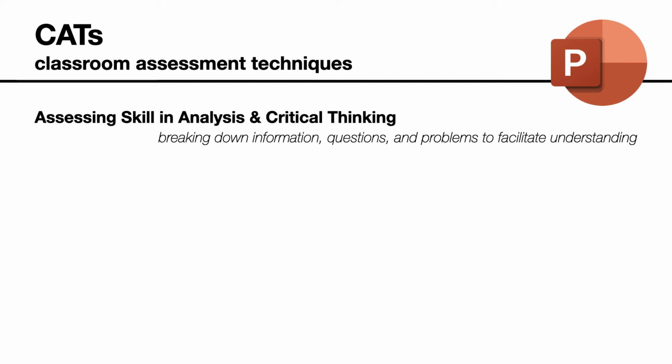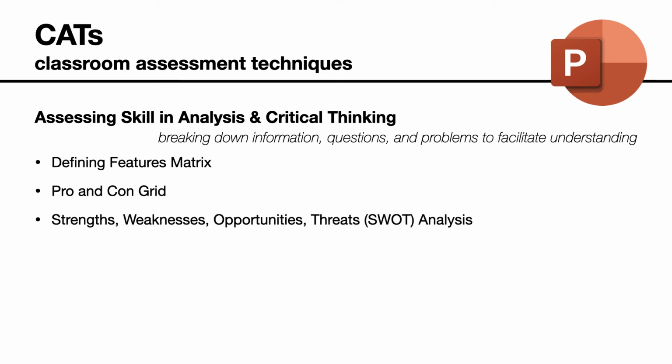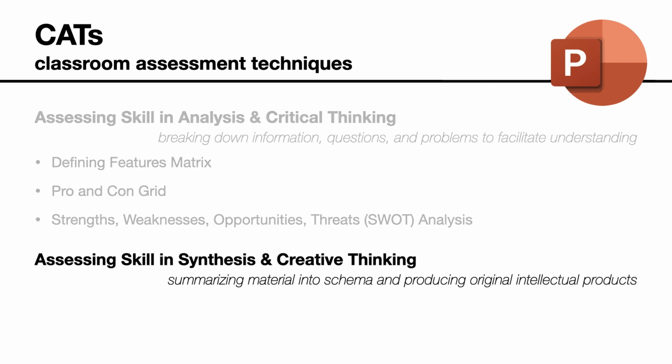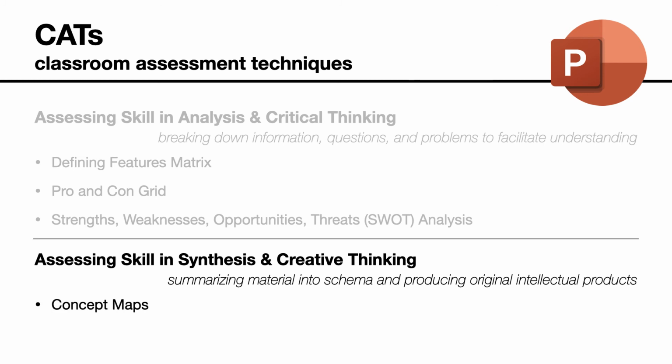that focus on assessing skills in analysis and critical thinking, where students break down information, questions, and problems. Things like defining features matrix, or pro and con grid, or a SWOT analysis. This same non-presentation PowerPoint structure can also be used for CATs that focus on synthesis and creative thinking, with students summarizing materials and producing original intellectual projects, doing something like creating a concept map.